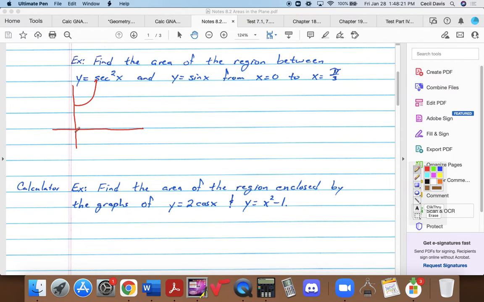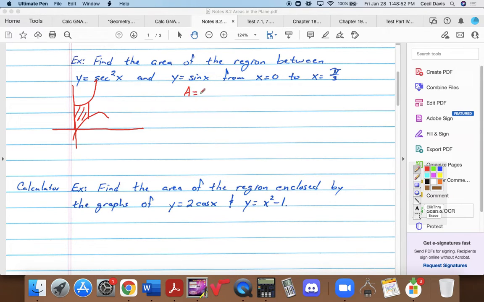And sine of x starts at 0, and by the time we get to pi over 2 it is equal to 1. So it looks sort of like that, and we're interested in this area. Notice that secant squared is always above sine on that interval.